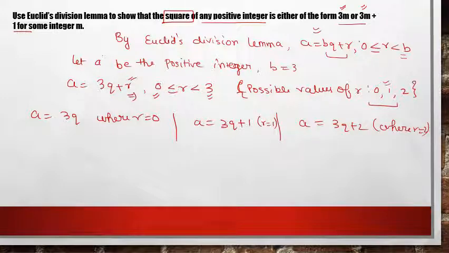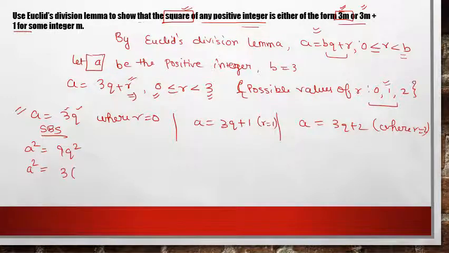Now, if the question had asked us to show the positive integer only in the form of something, then we could have left it at this. But the question is asking about the square of any positive integer. So we have to square this positive integer. Squaring both sides, a square is equal to 3 threes are 9, q square. But we have to show the answer in the form of 3m. So what you will do is bring 3 common, bring 3 out. So what is left? 3 times 3 is 9, we have to make 9. So 3q square is left.